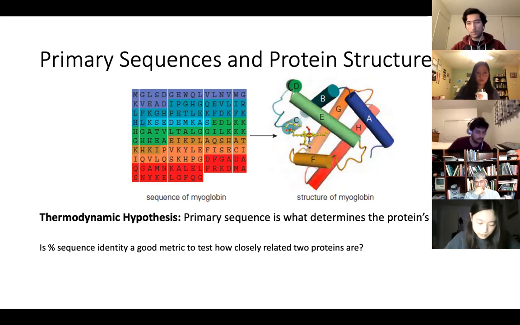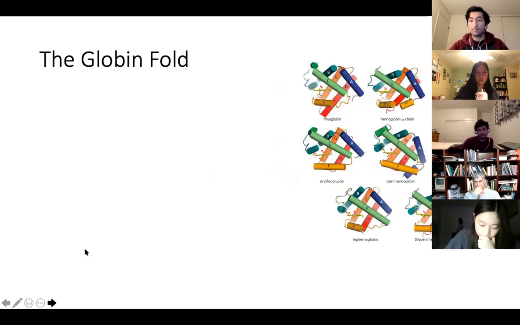With the primary sequence in mind, if we were trying to take a first attempt at understanding the relationship between two proteins, a starting approach would be to compare the two sequences and see what percentage of the amino acids are similar. That's a decent initial idea, but the example of the globin fold, which was presented in lecture, presents a counterexample for why this might not be the best way to approach understanding evolutionary relationships.